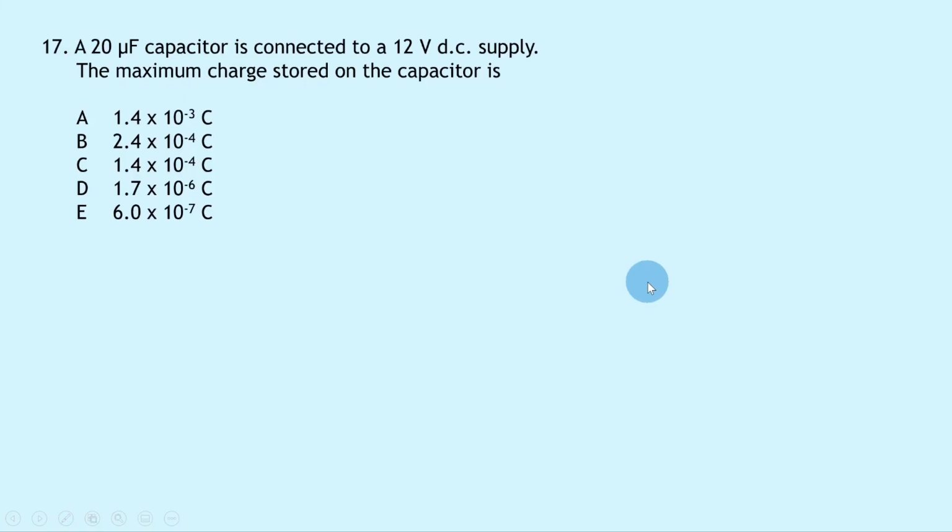So we have C equals Q over V, and I'm going to rearrange that in terms of the charge Q. So we have Q equals CV, where the capacitance C is 20 microfarads, but let's rewrite that in terms of just farads. So we have 20 times 10 to the minus 6 times 12, and putting that into your calculator should give you an answer of 2.4 times 10 to the minus 4 coulombs, which is option B.